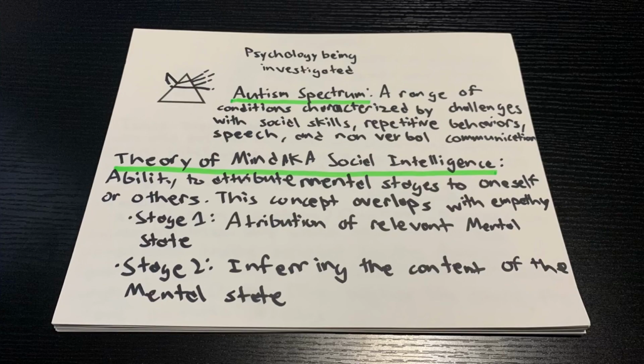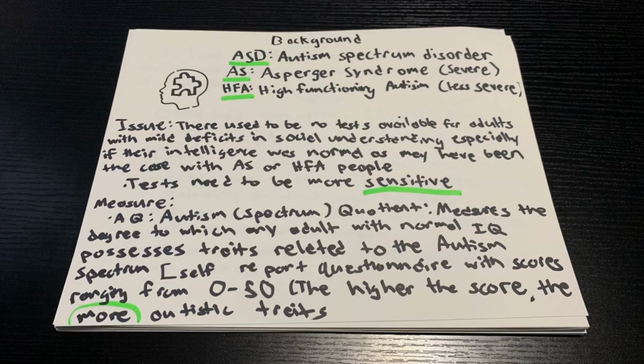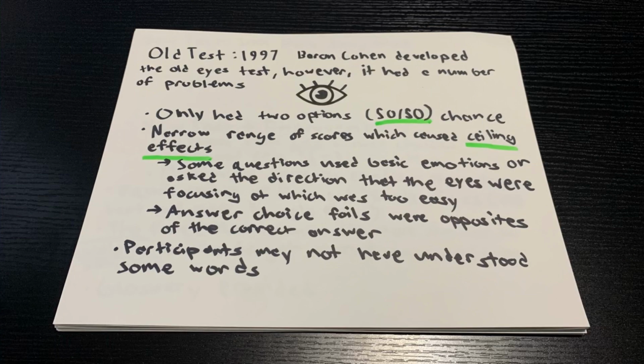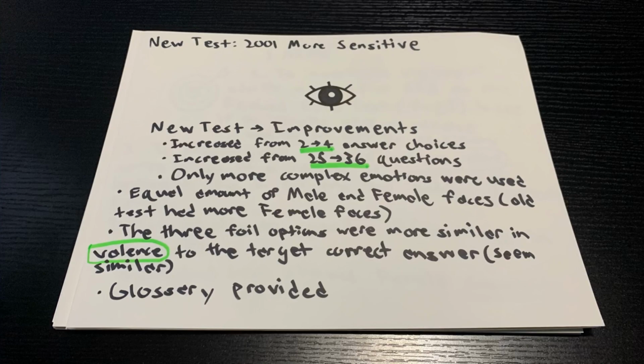The first blanks were the autism spectrum and theory of mind, aka social intelligence. For background, the blanks were ASD, AS, HFA. The test needed to be more sensitive, and the higher the score, the more the autistic traits. With the old test, it was a 50-50 chance, and the narrow range of scores caused ceiling effects. For the new test, it increased from 2 to 4 options, and increased from 25 to 36 questions, and all the options were similar in valence.